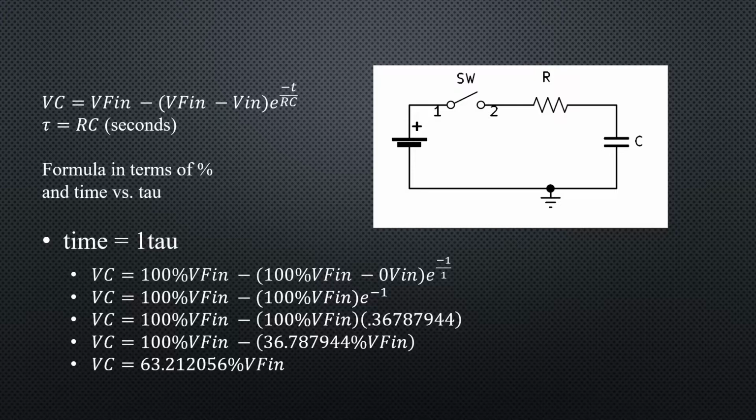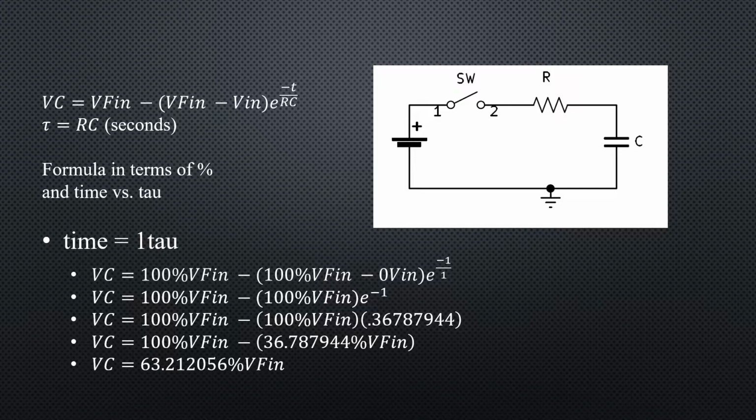That cap's going to charge up to the voltage of the DC supply. But we want to know how fast it charges up, or at a particular moment in time where that capacitor would be. So we can rewrite our capacitor charge formula in terms of percentage and time versus tau. And if we do that and we say, okay, well, let's make our time equal to 1 tau, so RC and time are equal, we get the formula written out like we have them here.